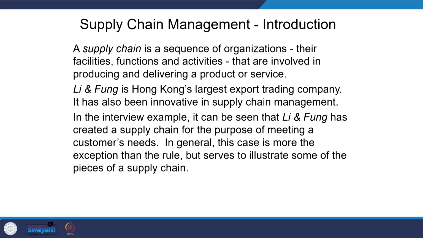So, Li and Fung is Hong Kong's largest export trading company, which I have mentioned, and it has also been innovative in supply chain management. So, in this example, Li and Fung has created a supply chain for the purpose of meeting a customer's needs, that is the apparel or the garment. In general, this case is more the exception than the rule, but serves to illustrate some of the pieces of a supply chain. So, what does it mean?